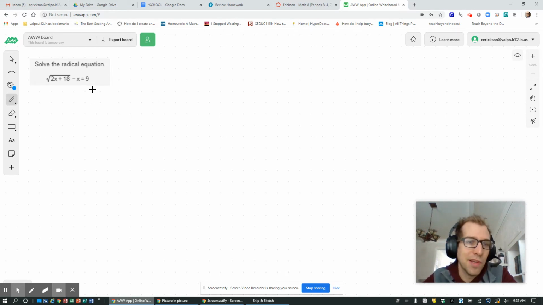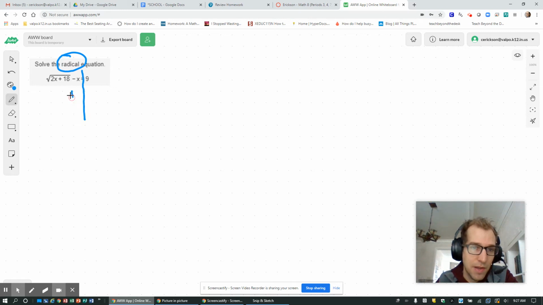So let's go ahead and look at this one. This would be Friday's assignment where we're solving a radical equation. Remember, the biggest thing we need to keep in mind right away is that we need to isolate the radical. Right now I have that x on the left side that I need to move over so that I can get the radical by itself on that left side. If I do that, I get radical 2x plus 18 equals x plus 9 on the right side.